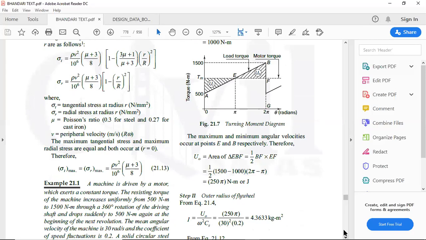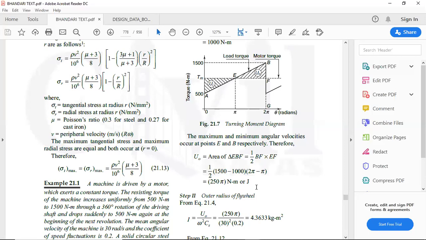That is half BF into EF, the same way. So BF, if I see, it is TM is 1000, B point is 1500, so the difference is 1500 minus 1000. And EF, if I see, it will be meeting at the center. The point E will be at the center of this axis 2 pi. So 2 pi minus pi. You will get the value as 250 pi, or it may be coming to around 760, 765 Newton meter.